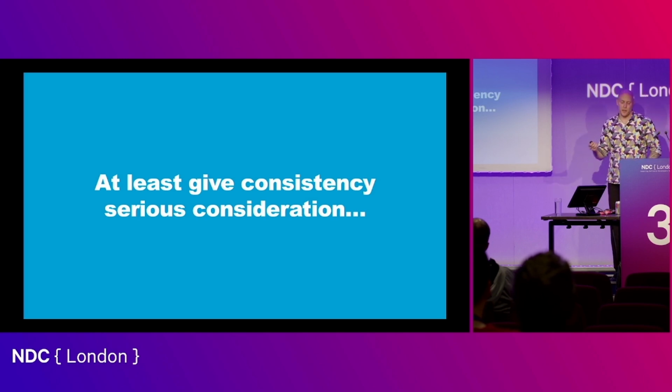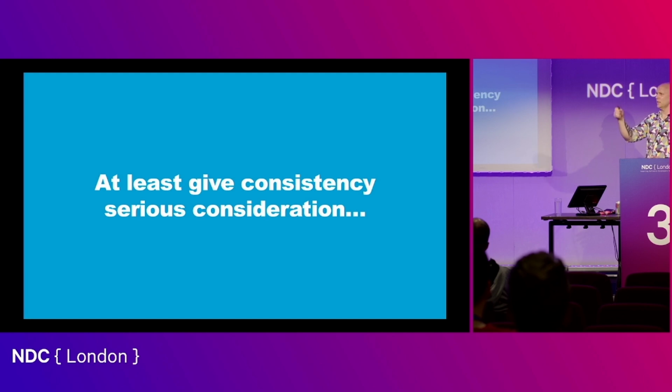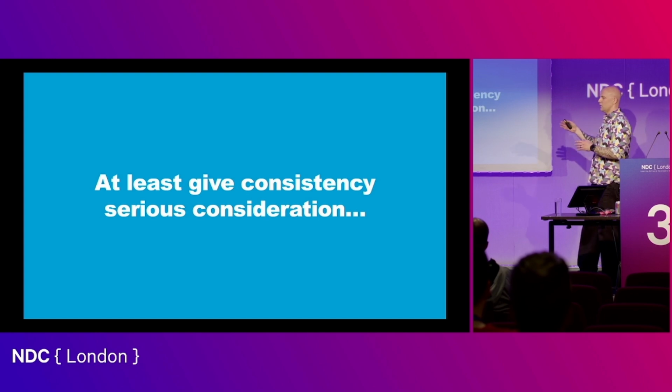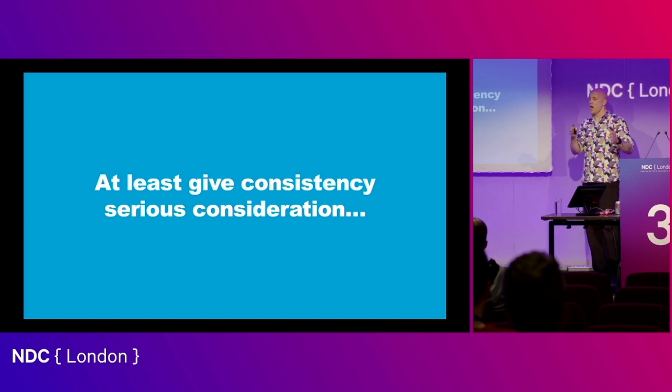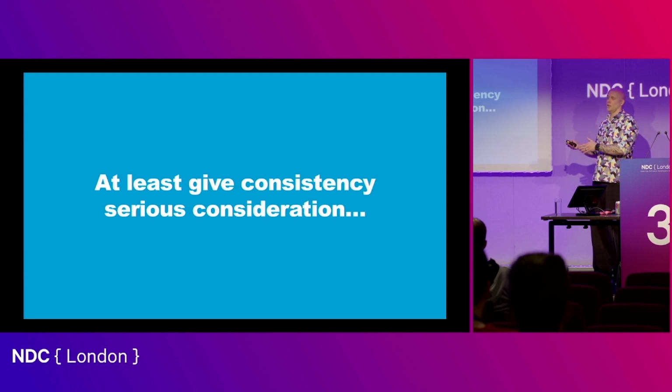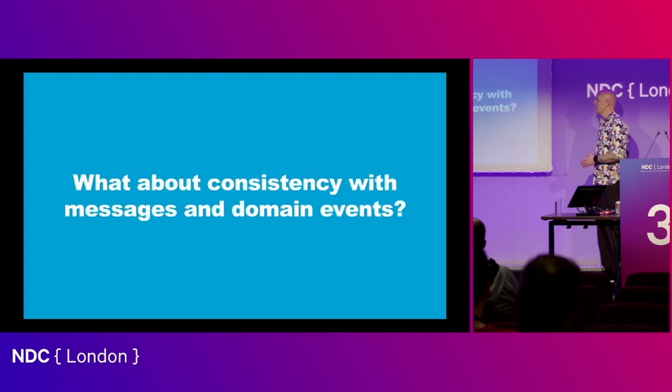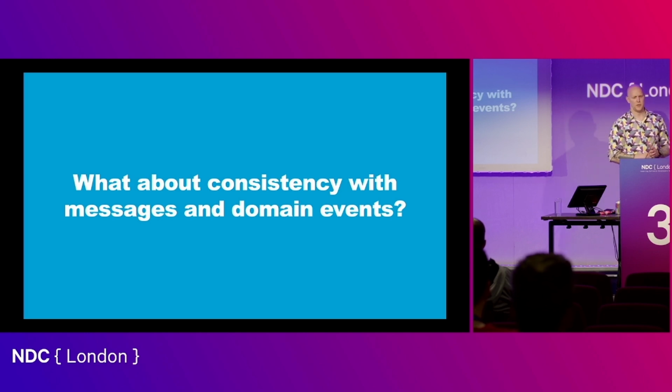But mainly think about consistency and don't just go, it is so unlikely that something happens right here that we can just accept that possibility. No, make sure that you get consistency if you can, or just think about it and go, no, it's too much work to make this 100% consistent. We are willing to fix any form of inconsistencies after the fact because the cost of mitigating them is too high. And then the last thing is, what about consistency with messages and domain events?